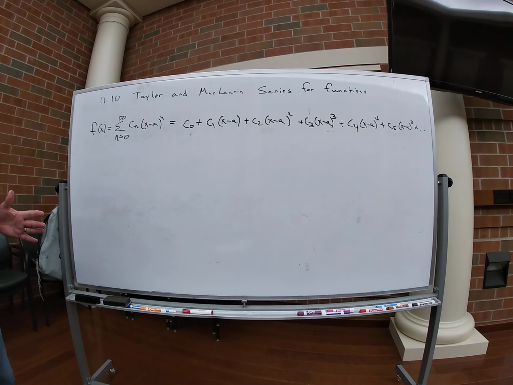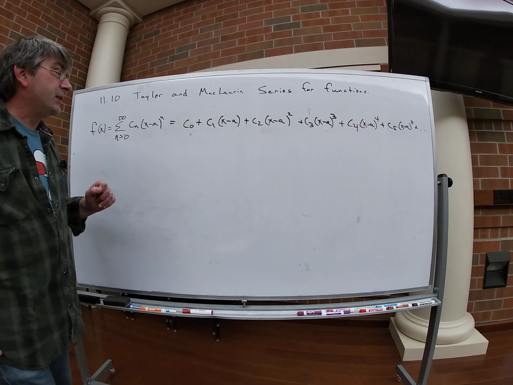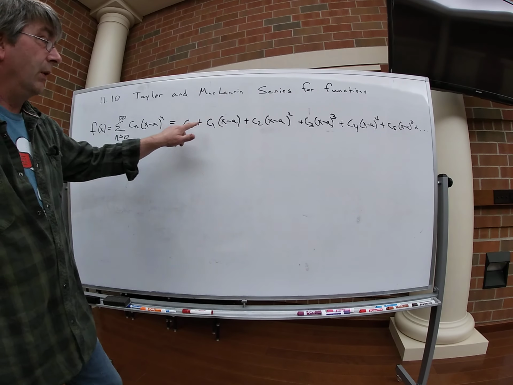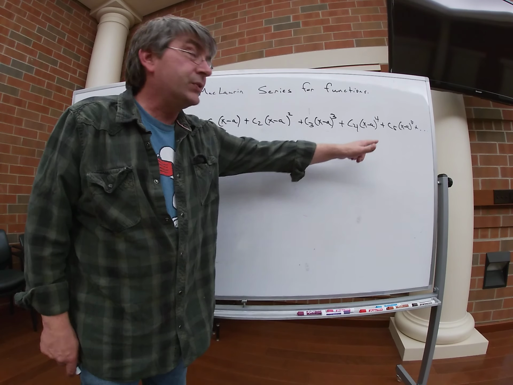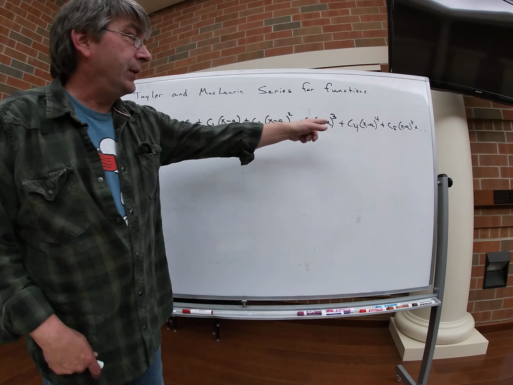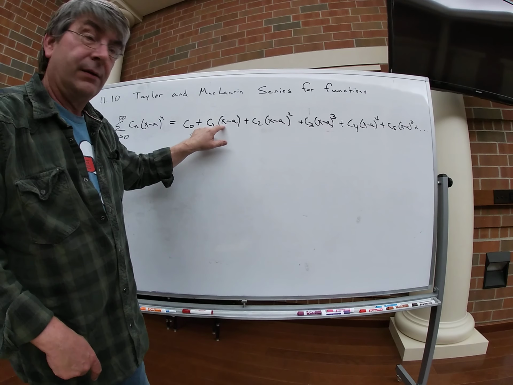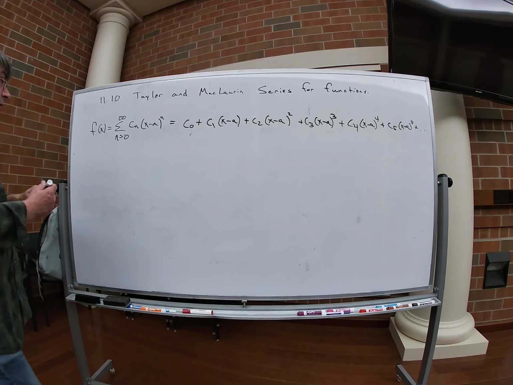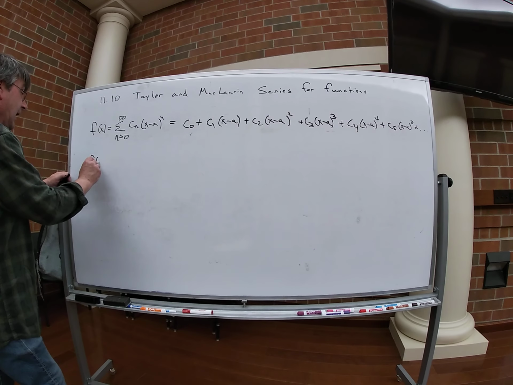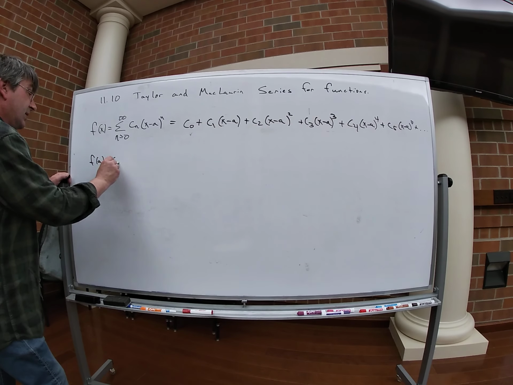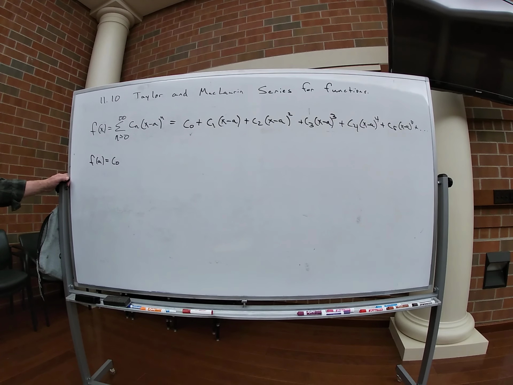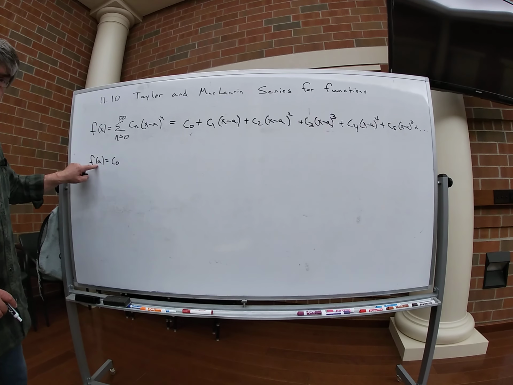So how can I get my hands on the coefficients? Well, an easy coefficient to grab would be C0. If I could zero out all of these terms, the way I could zero out all of these terms is plug in x equal a. So if I plug in x equal a, I see that f at a is C0 plus a bunch of zeros. So my C0 coefficient is f at a.